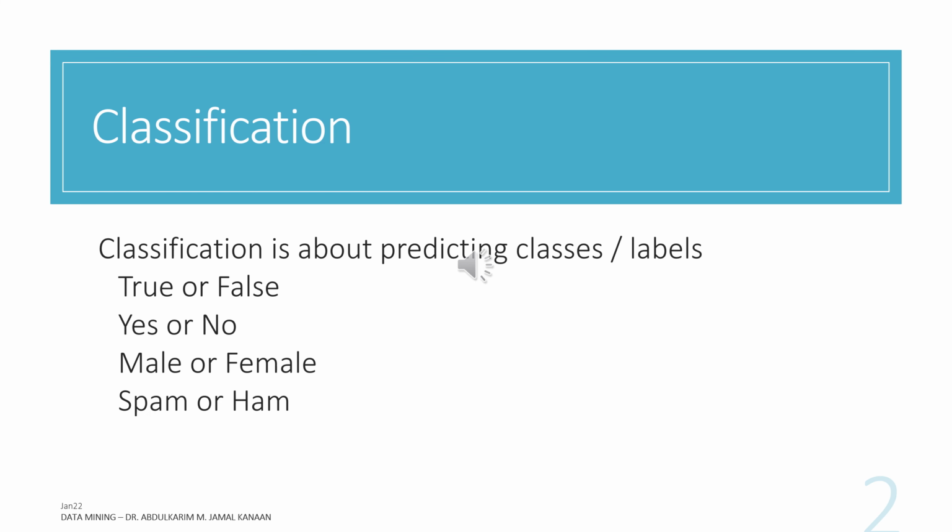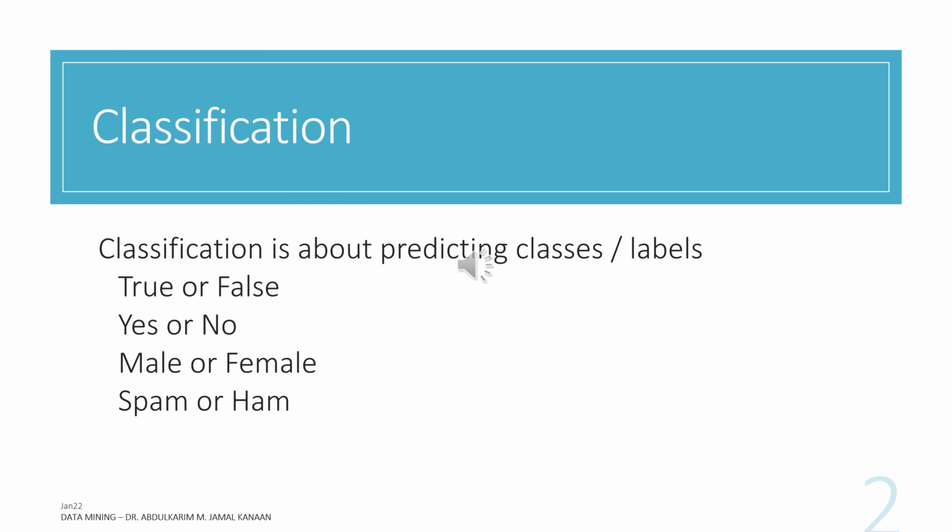Another matter to notice for classification is that it is just a matter of labels you have here. In other words, there is no preference between true and false or yes and no, right? So classification usually is about nominal variables. It doesn't matter whether you are predicting male or female or spam or ham. They are just labels. They are just classes.